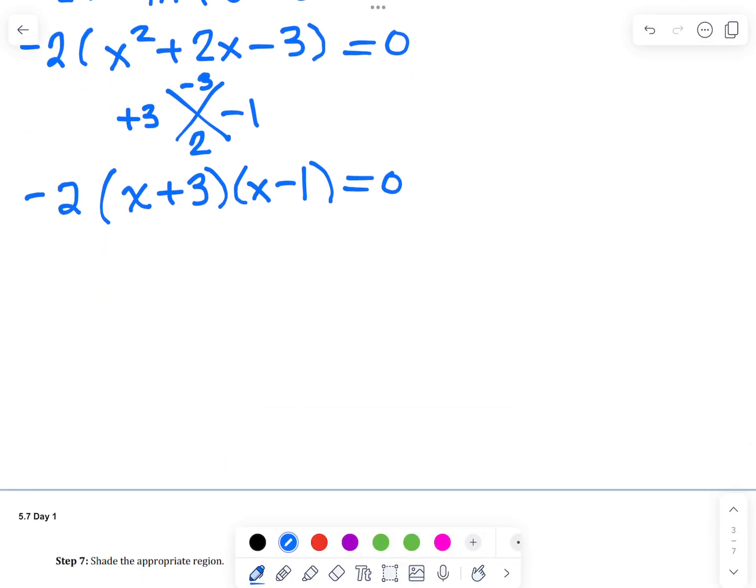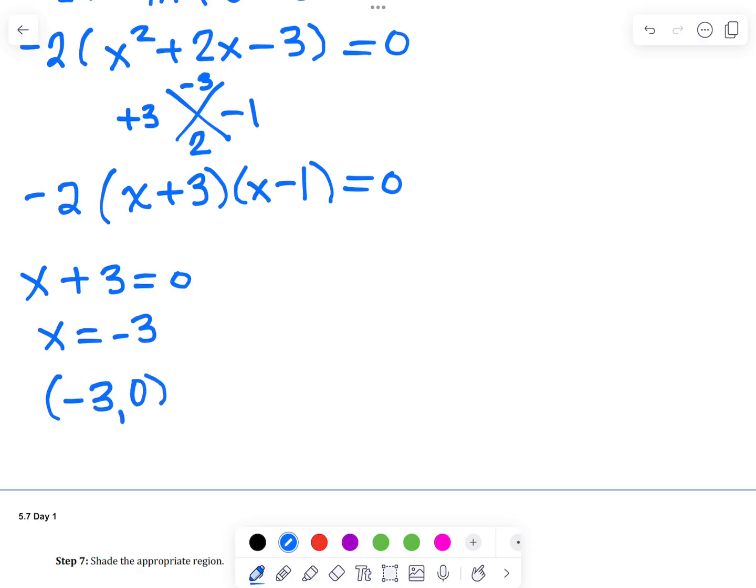We can now use our zero product property. We can set those factors equal to 0 and solve for x. So our x-intercept, the first one is -3, 0. Then we set the other factor equal to 0 and solve for x. So our second x-intercept will be at 1, 0.